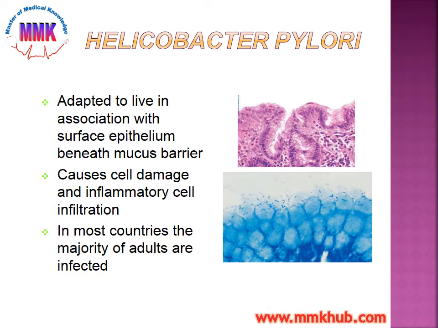Helicobacter pylori is adapted to live in association with the surface epithelium beneath the mucous barrier. It causes cell damage and inflammatory cell infiltration. In most countries, the majority of adults are affected.